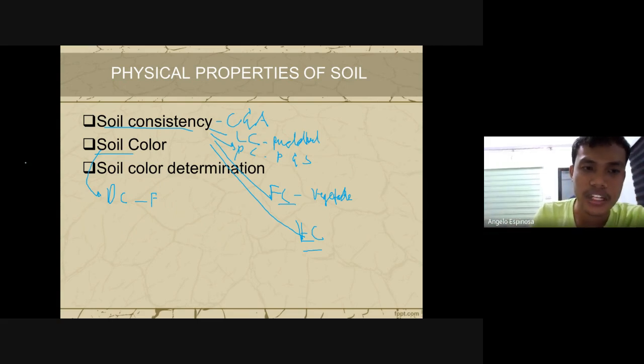So in general also, the reddish soils are very old soils. They are very old soils, which means they are acidic and low.